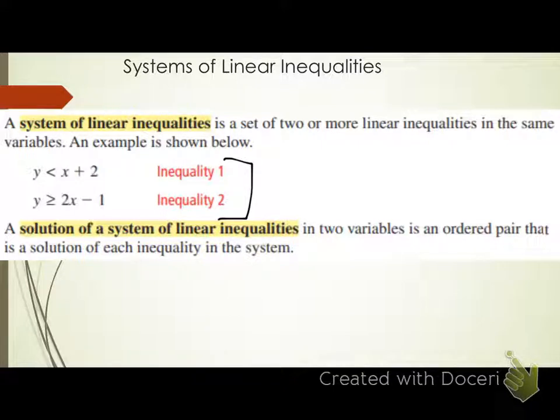Just because it's a solution of one inequality but not the other, that would mean that that ordered pair is not a solution of my system as a whole. Does that make sense for our solutions of our systems? Okay. Is anyone writing this down or can I move on?